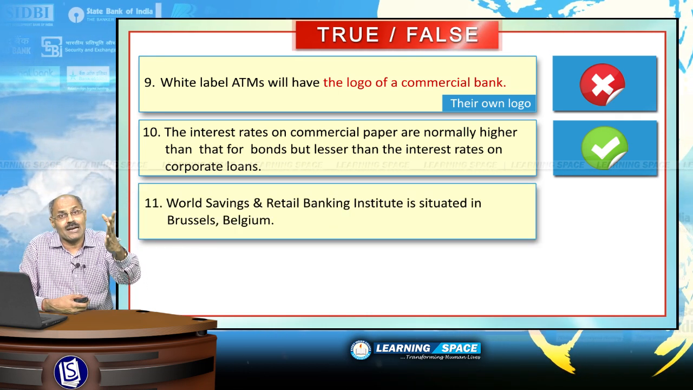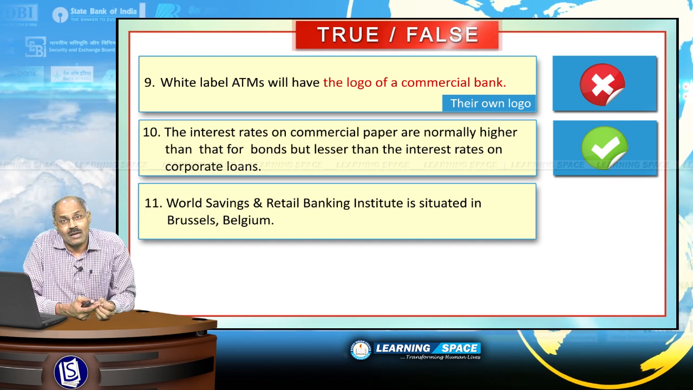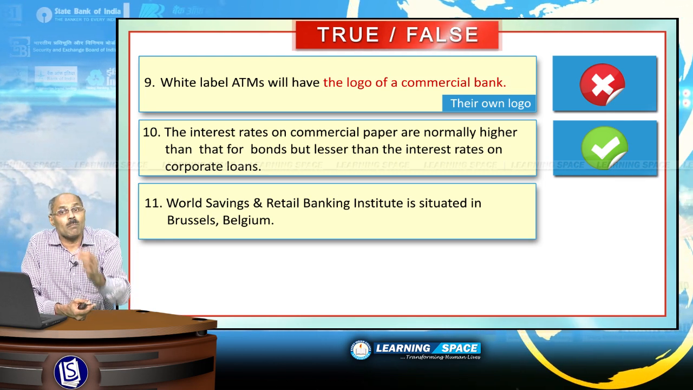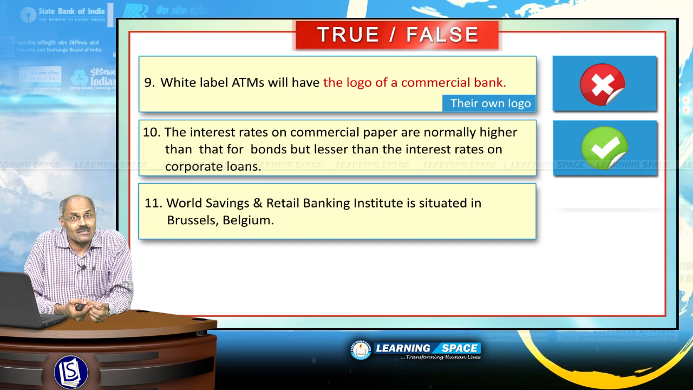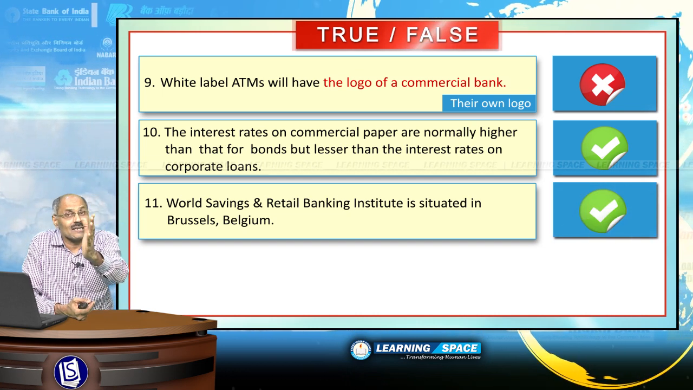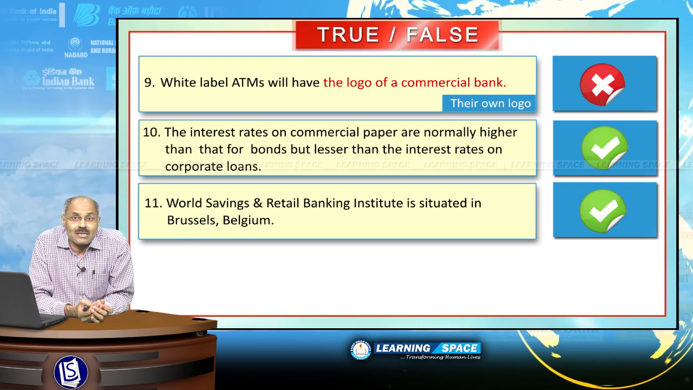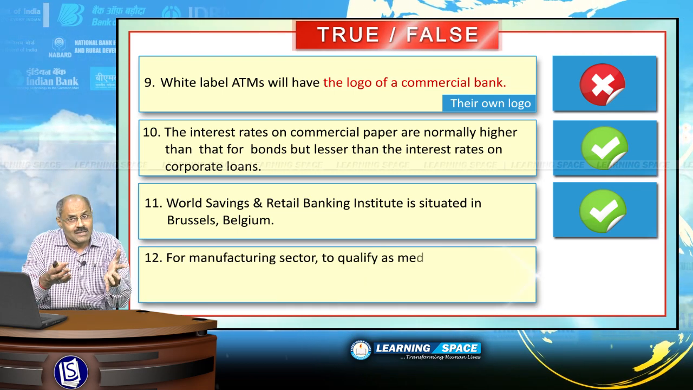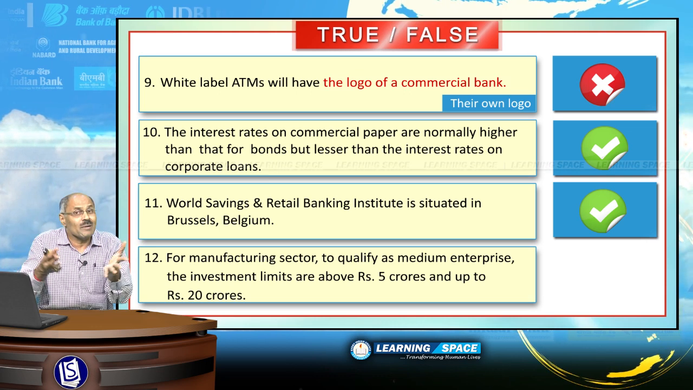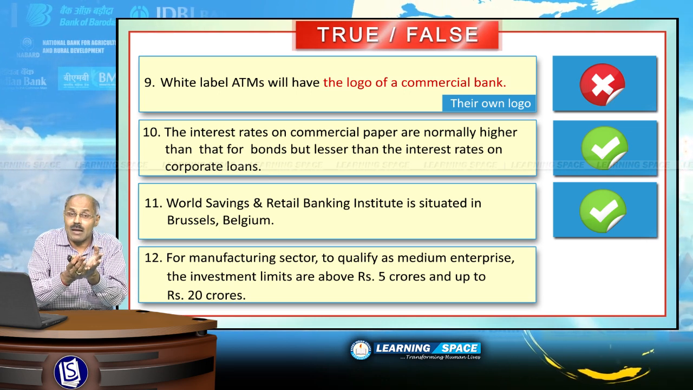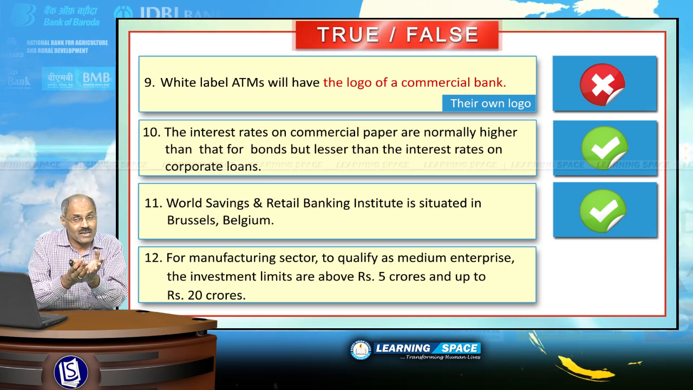World Savings and Retail Banking Institute is situated in Brussels, Belgium. Absolutely right sentence. This World Savings and Retail Banking Institute is situated in Brussels. Brussels is in Belgium.